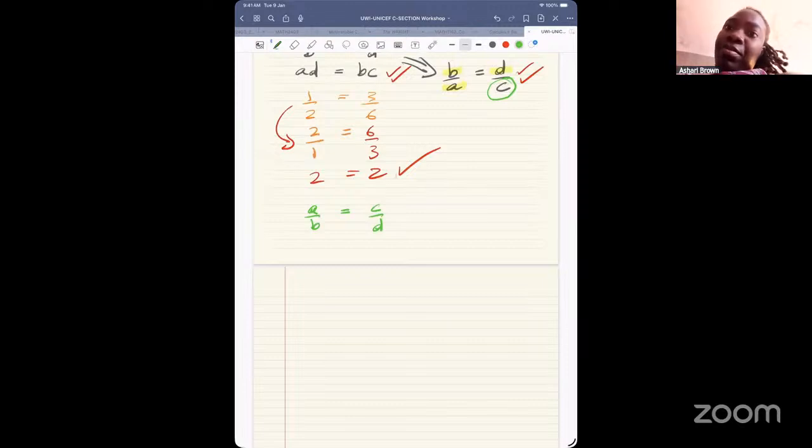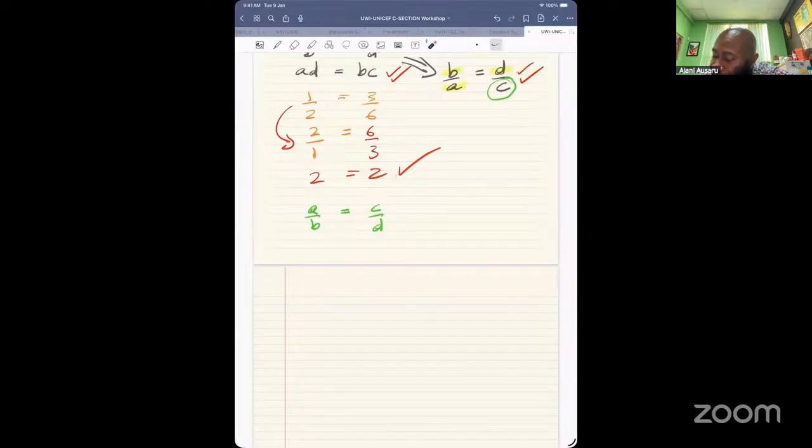I can make any one of these the subject of the formula, depending on which one I want to find. Let's say I want to find C. I can find C if I know A, B, and D. Since we're pattern seeking animals, I'm going to start with A, then go to B next, then C, and then D. So I'm going to make A the subject first.